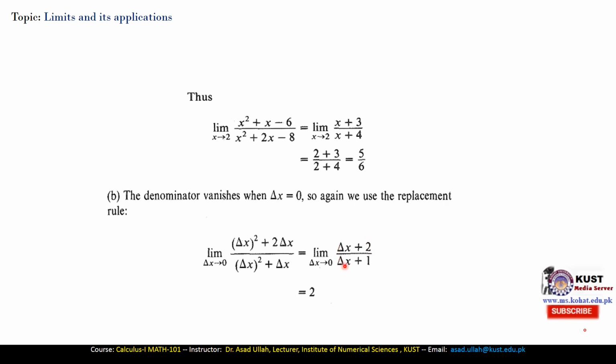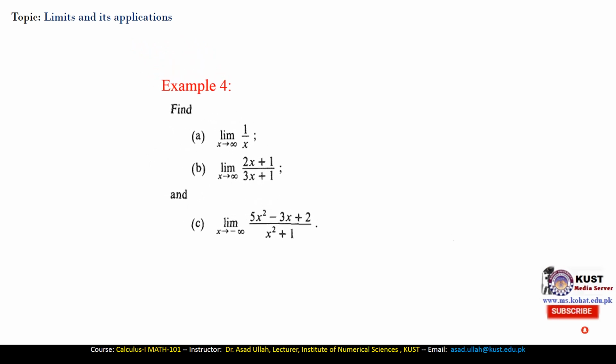Now applying the limit on this function, we get 2 divided by 1, which is equal to 2. Since the limit of this function is equal to 2, and this function is the simplified version of the original function, the limit of the original function is equal to 2.